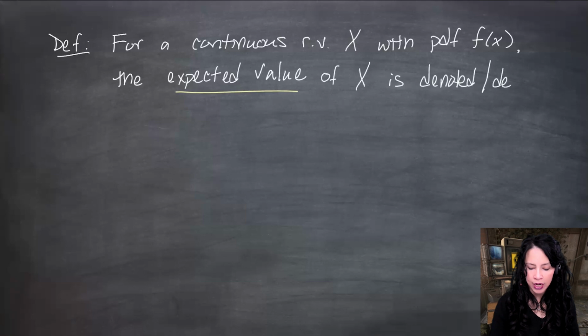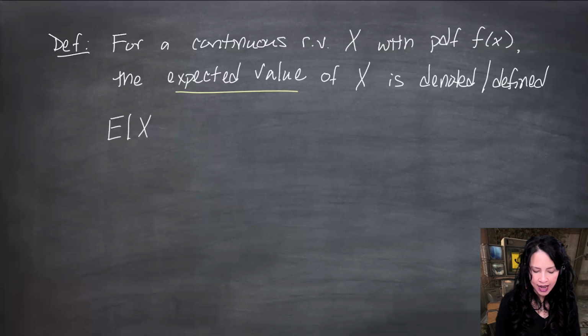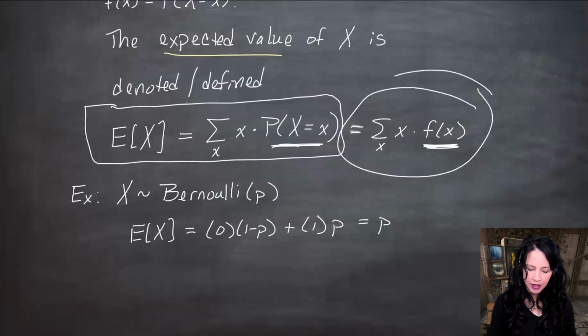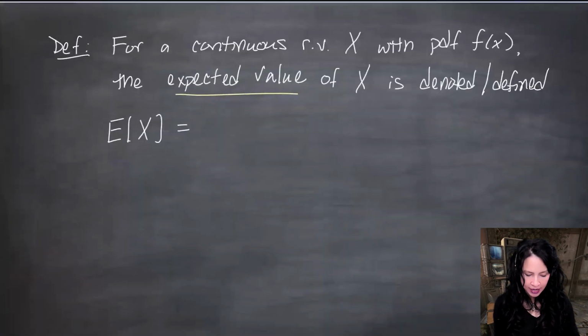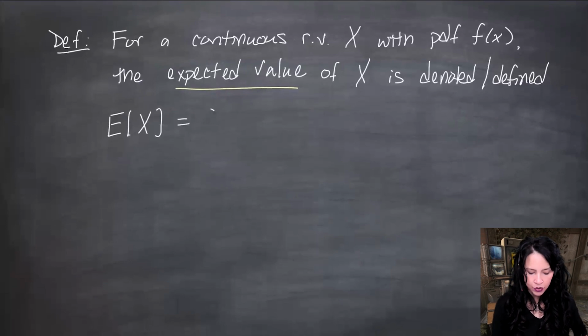So we're going to denote it the same way. I'm going to use a capital E square bracket X, but let me back up here. I'm just going to rewrite this with an integral. And instead of summing over all x, I'm going to integrate over all x. So I'm going to write the integral from minus infinity to infinity of x times f of x dx.